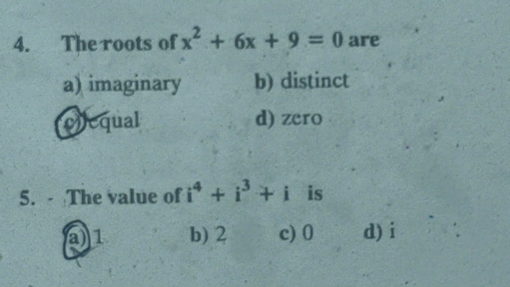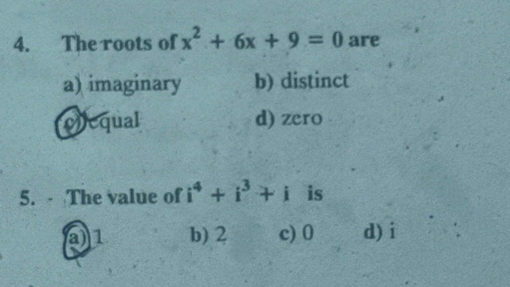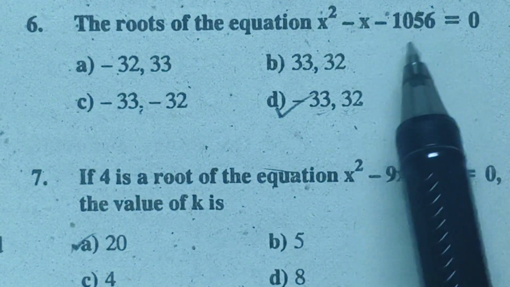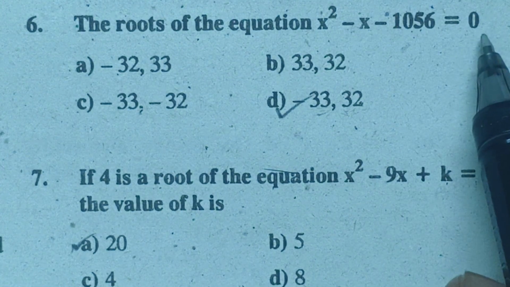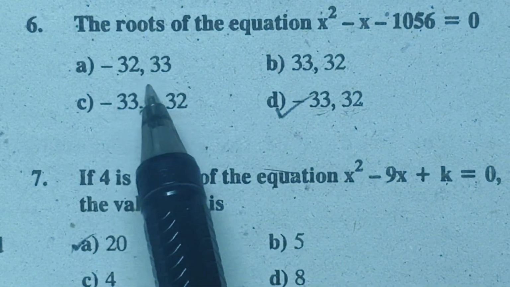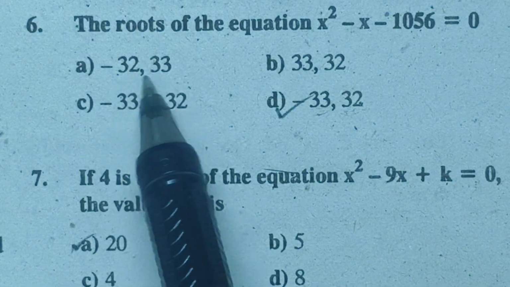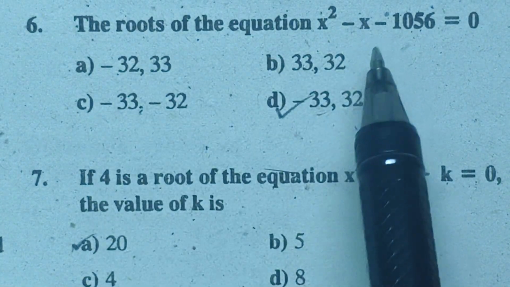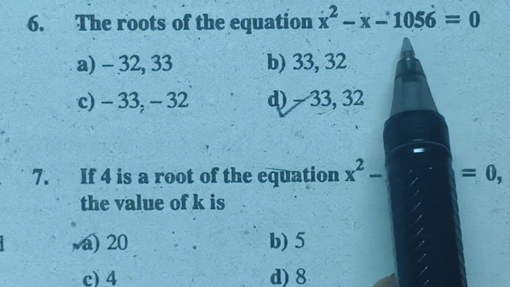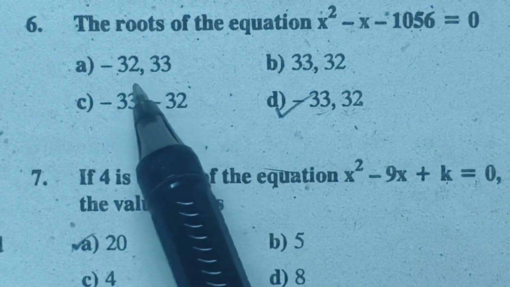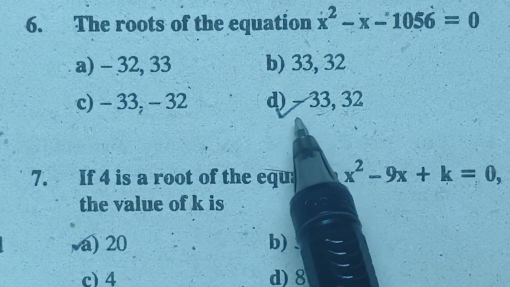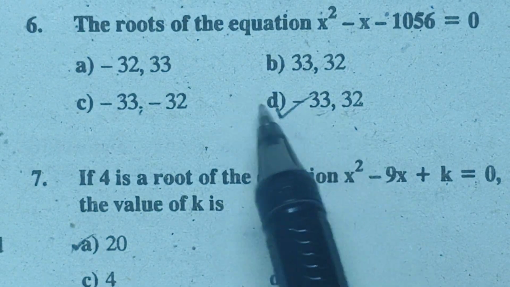Leave the others. Next, question 6. The roots of the equation x squared minus x minus 1056 is equal to 0. The roots of this equation are, four options are here: 32, minus 32, 30, 32, 33, only the sign is changed. If you multiply these two numbers, you can get 1056. But we have to choose which option, because here the first one is minus, second here both are minus, here both are plus, here the first one minus. But numbers are different.